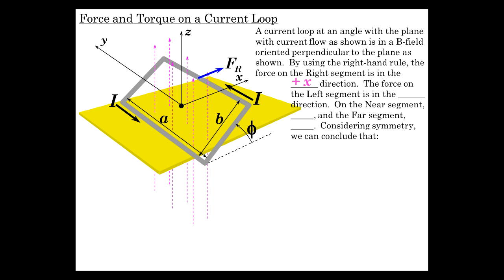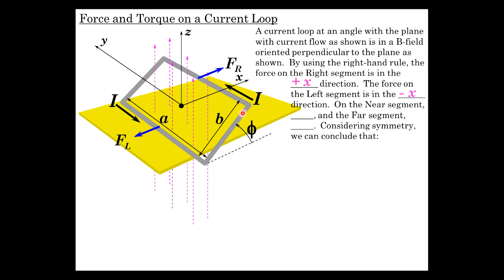Plus x direction, that's the right segment. The force on the left segment, how about down here? Do the same thing with your right hand, and you should get negative x direction. So there is the force on those segments. Now how about the near and far segments? Here's the near segment, there's the far segment.